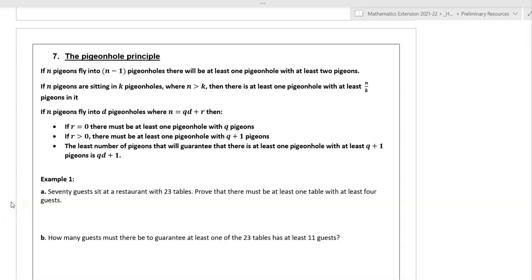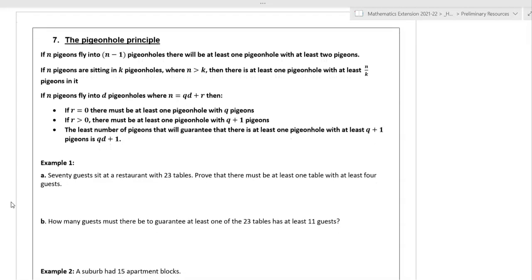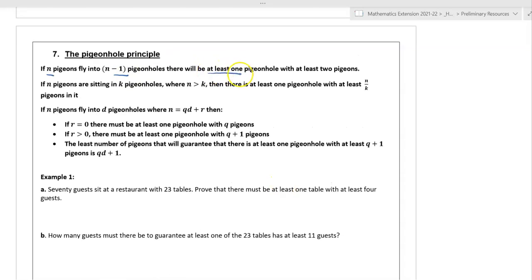Okay, in this lesson we're going to do something called the pigeonhole principle. And if you don't overthink this and make it more complicated than what it is, it shouldn't be too hard. So imagine we have n pigeons and they're going to fly into n minus 1 pigeonholes, so one less. Then we know there'll be at least one pigeonhole with 2 pigeons in it.